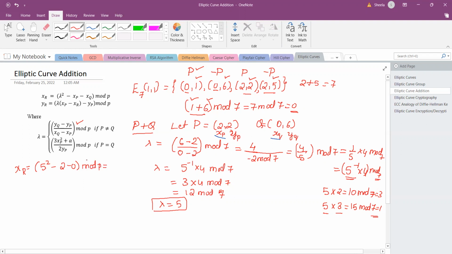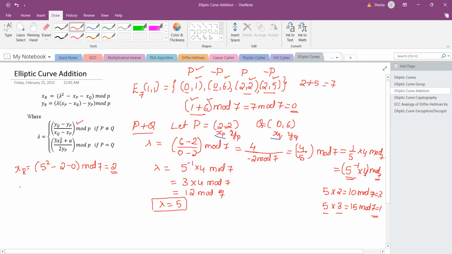So here 25 minus 2 is 23, and this p is 7. So 23 mod 7 means I'm going to get the value as 2.